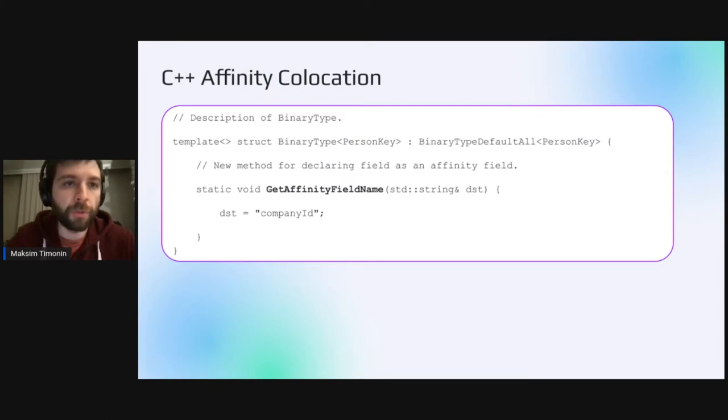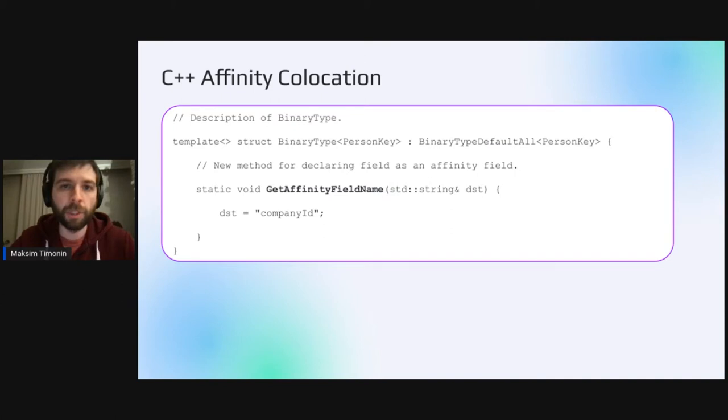Another thing I want to talk about in C++ is the opportunity to specify the affinity field name for creating caches in C++. Affinity collocation is a very powerful feature of Apache Ignite that helps you to control the distribution of the data between nodes and between partitions, and affinity fields help you to do it. It was possible to do it in XML, in Java, or in SQL, and now it's possible with C++.